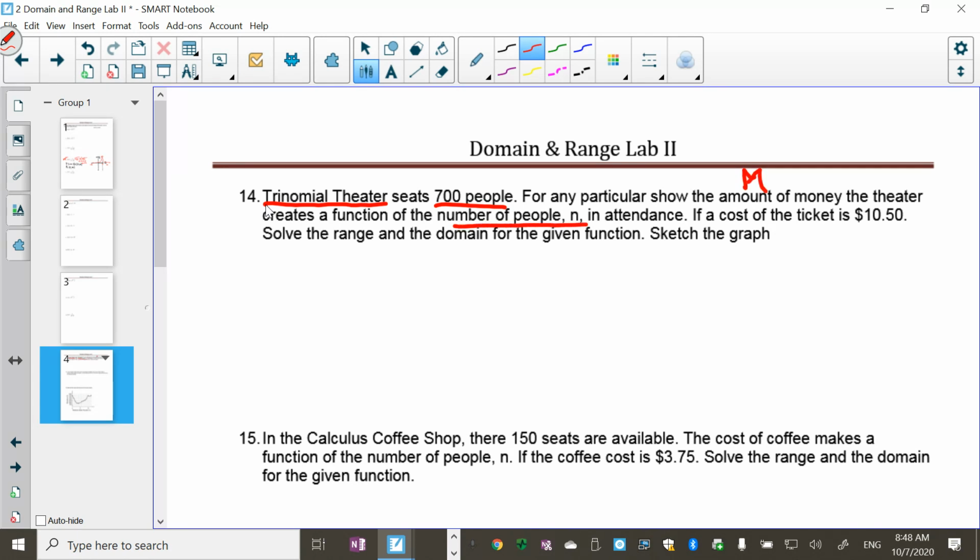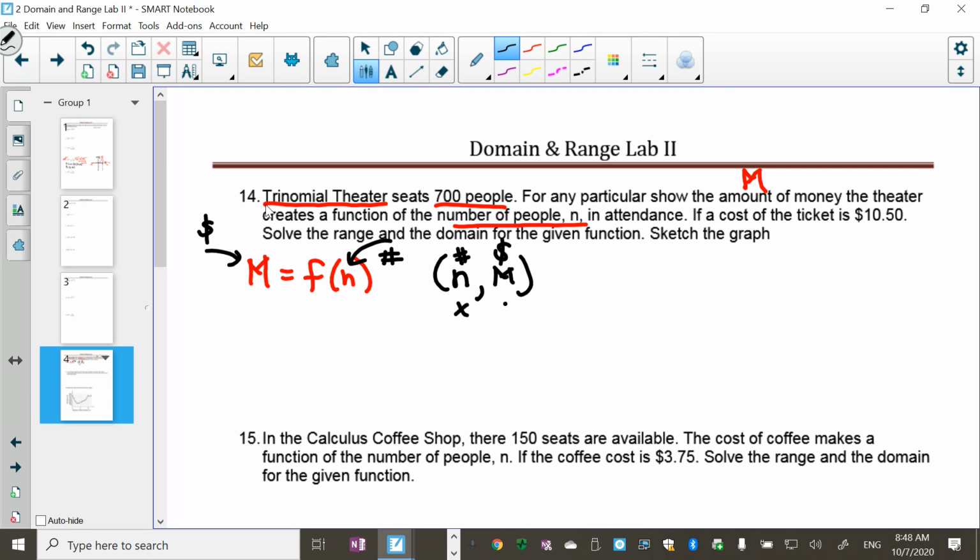And now watch what I just said. The amount of money the theater creates is a function of the number of people. So I'm going to say that in math. I just made a math sentence out of that. This is money. This is number of people. If I make a point out of it, it would be (n, m), number of people and money. So this is like my x and y. So my n is my domain. My money is my range. That's literally how you get this set up, okay?